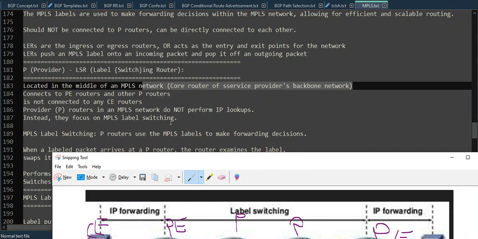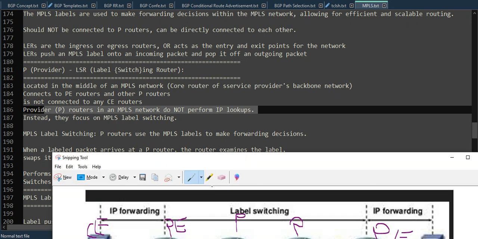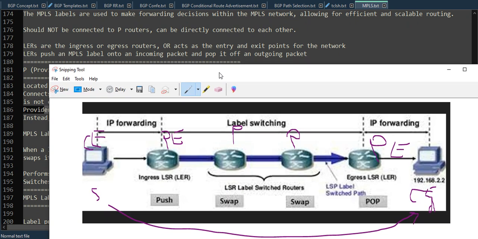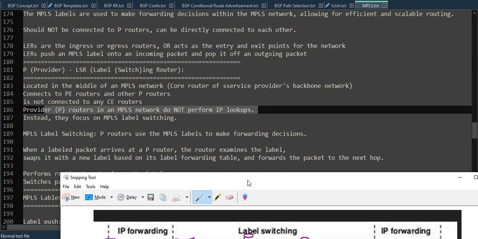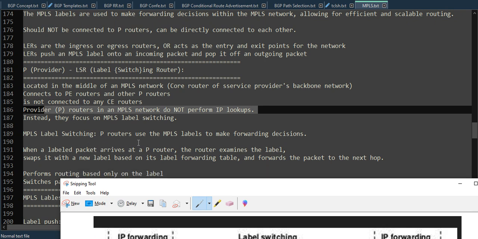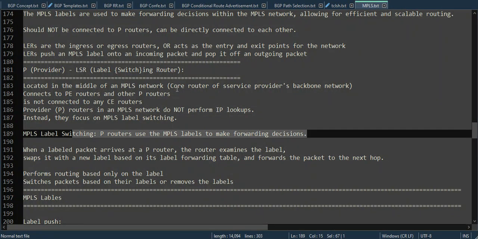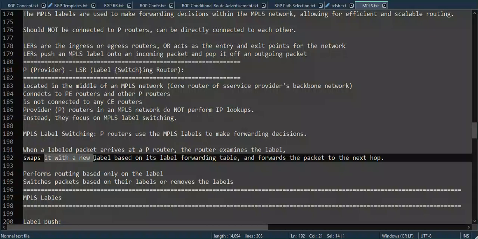Provider routers in an MPLS network do not perform IP lookups. Instead, they focus on MPLS label switching. P routers only switch a label. This is a swap. In MPLS label switching, P routers use the MPLS label to make the forwarding decision. When a labeled packet arrives at the P router, the router examines the label, swaps it with a new label based on its label forwarding table, and forwards the packet to the next hop.